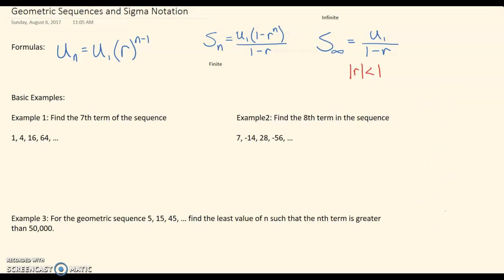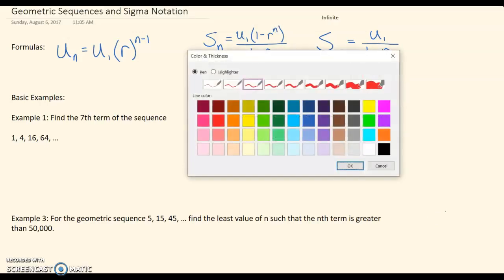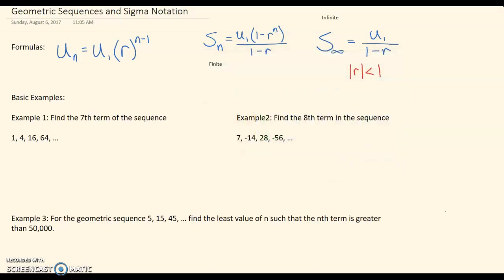Okay, so let's just walk through a few of these problems. Again, just like last time, you know this stuff for the most part. I just want you to get it back in your brain. So let's just do these problems. The first two is just finding a term in the sequence, so I'll do it quickly. So for the 7th term, we want u sub 7.